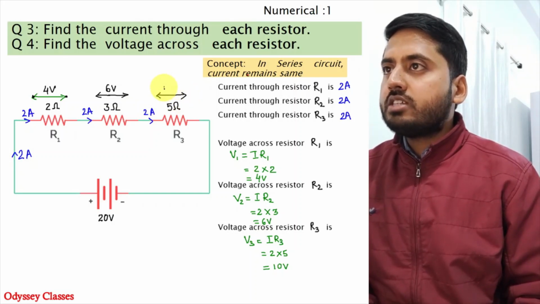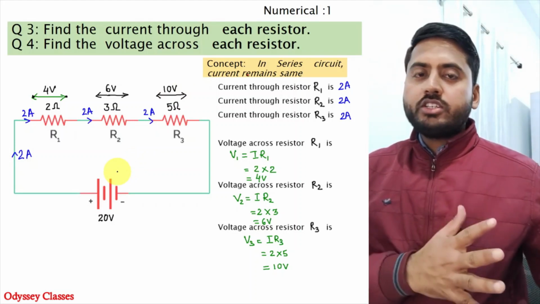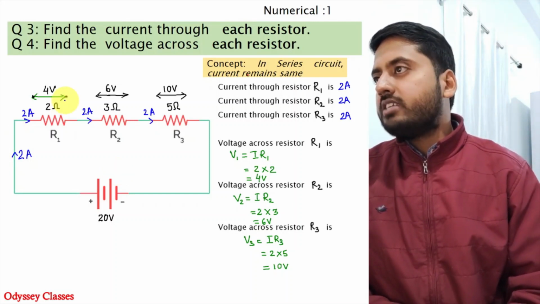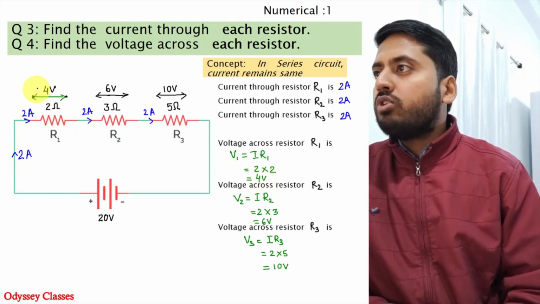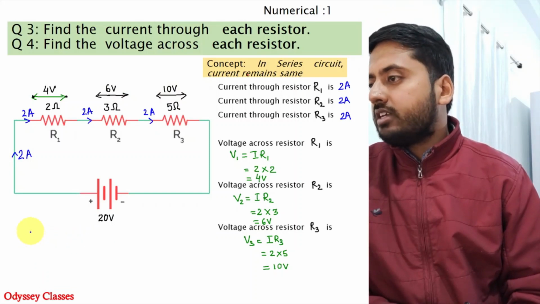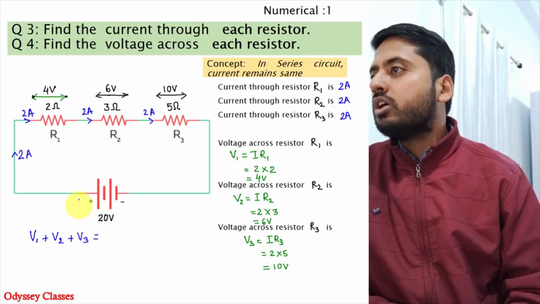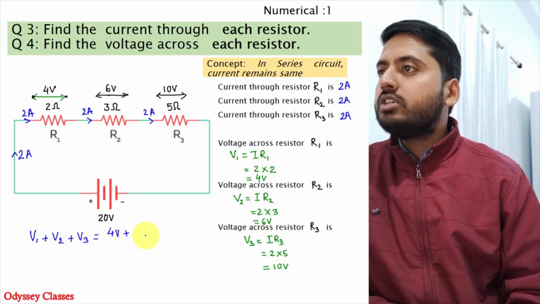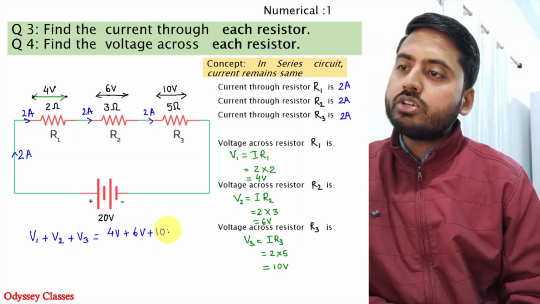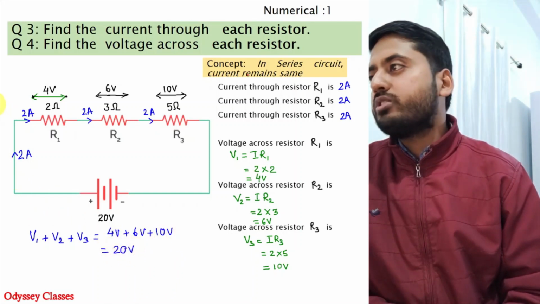Now this question is done already. Okay, so before we go to the next question, let us see this answer carefully. You will find something interesting here. When we see the voltage across R1, R2 and R3 and we add them all, let's say this is V1 plus V2 plus V3. Let's add all these values. V1 is 4 volt, V2 is 6 volt and V3 is 10 volt. When you add them all, you'll get the same 20 volt that was supplied.